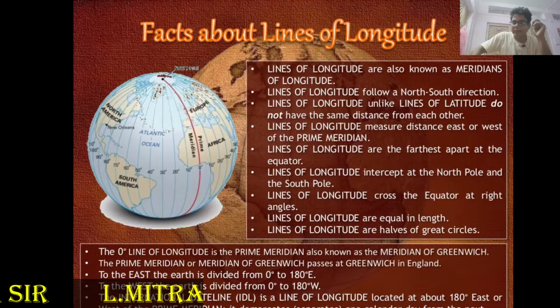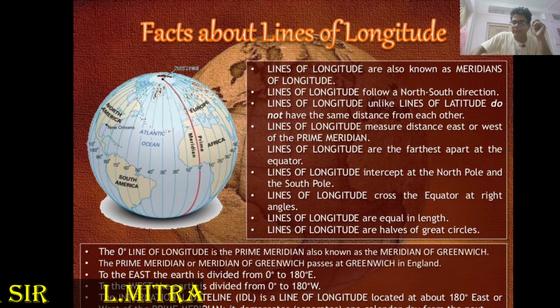Lines of longitude are equal in length. We previously discussed that if you move towards the north pole or the south pole, the length of the latitudes decreases. The longest latitude is the great circle, which is known as the equator. But if you say that the longitudes are equal in length, each line of longitude is half of the great circle.